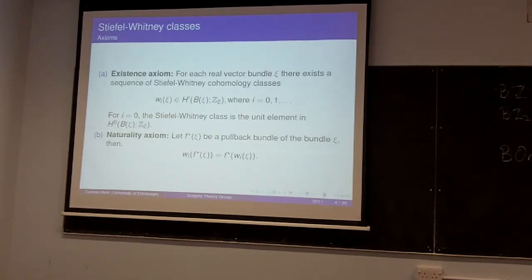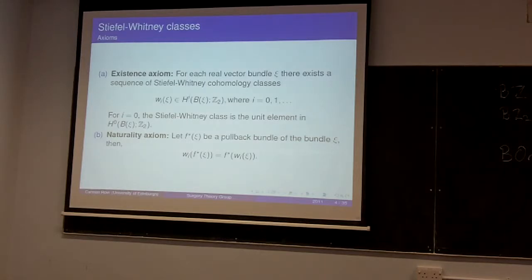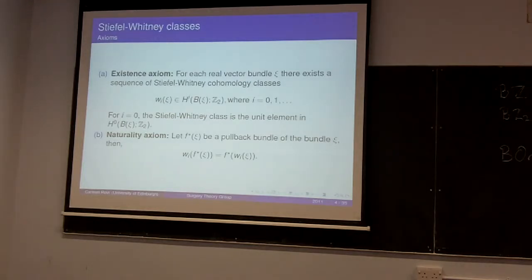So, going for Stiefel-Whitney classes, they satisfy certain axioms. First of all, the existence axiom that you have there as part A: that they always exist. Stiefel-Whitney classes for each of the dimensions in the cohomology groups. For the zeroth cohomology group, you have the unit element, and if you go above the dimension of your base space, then the Whitney classes are just zero, so just don't count.